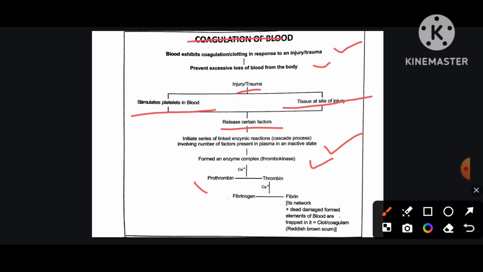Thrombokinase converts prothrombin to thrombin, and thrombin converts fibrinogen to fibrin. Fibrin forms a network, and the damaged formed elements of blood are trapped in it. This forms a clot or coagulum, a reddish brown scum.